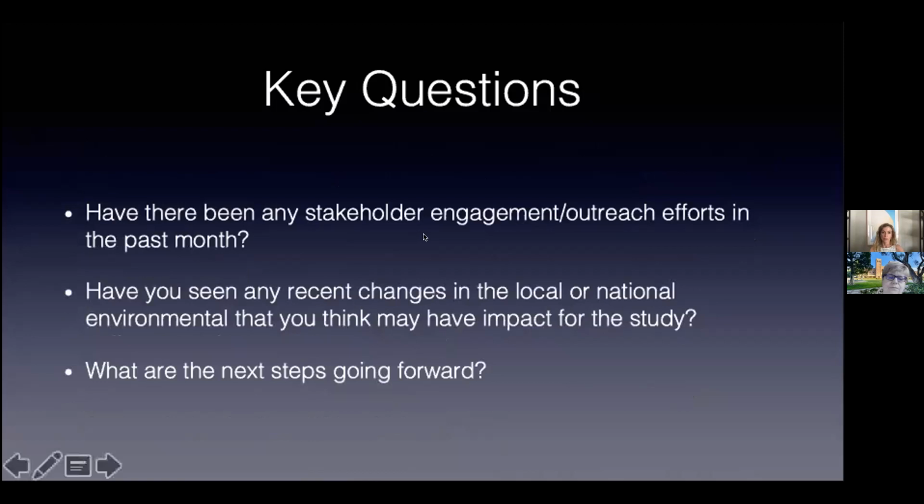This question about, have there been any stakeholder engagement or outreach efforts in the past month? That is another question that I will say I rarely have to actually ask, because it turns out that a huge amount of what we do in our activities and implementation really are about stakeholder engagement and outreach. So that's something that comes up very naturally, at least in the projects that I've been involved with. But again, it's a great thing to ask if you're not already hearing about it.